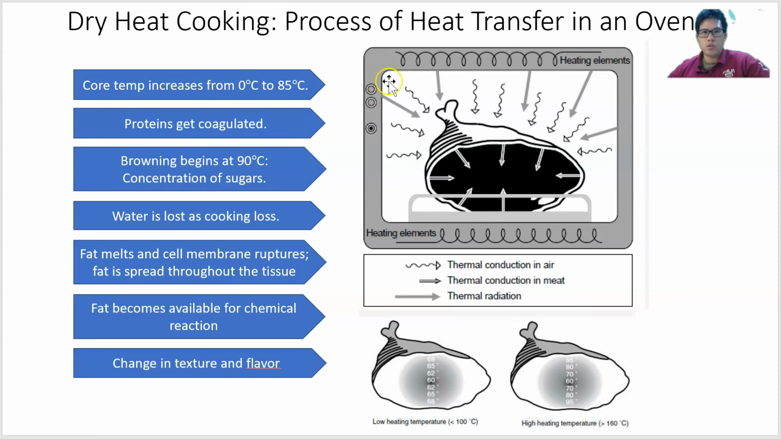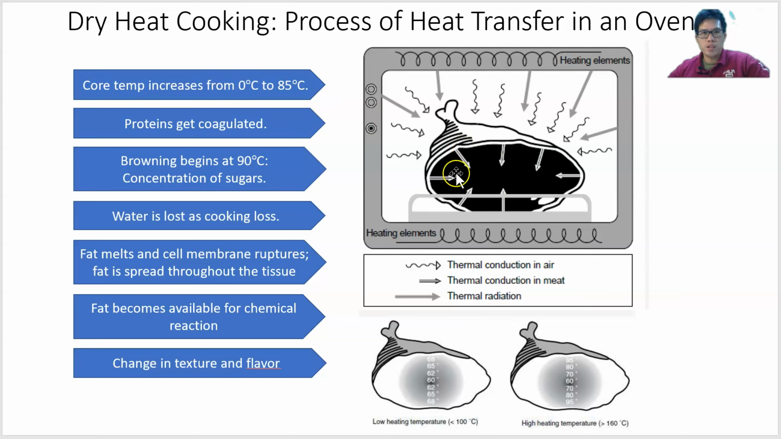In a normal conventional oven, the heat goes by radiant transfer to the meat. But with convection, it is facilitated by air driven onto the meat. Once the heat goes through, it will penetrate into the meat as well, and the core temperature will start to increase from 0 to 85 degrees Celsius.